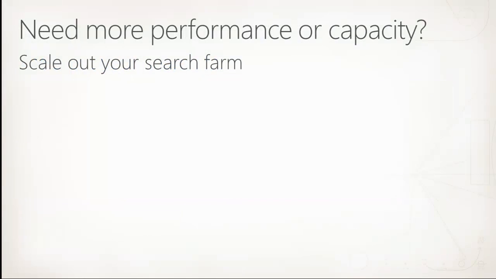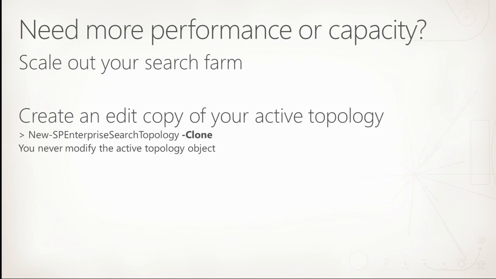If you need more performance or more capacity later on in your running deployment, maybe you run out of capacity for the index, then you typically scale out your farm. And you do it a little bit differently when you have a running installation with already indexed content. Then you create and edit a copy of the active topology. That means you use the clone parameter when you create a new topology object. This is because you are not allowed to modify the active topology object directly.